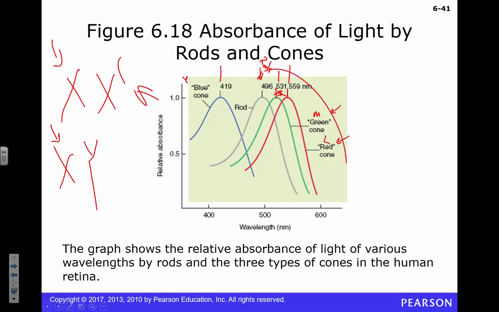And the genes that control these cones are actually located on the X chromosome, right? So as a female to have color blindness, you would have to have 2 X chromosomes that had a problem at that particular location in order for you to be colorblind. So that's why it's far less common for females.